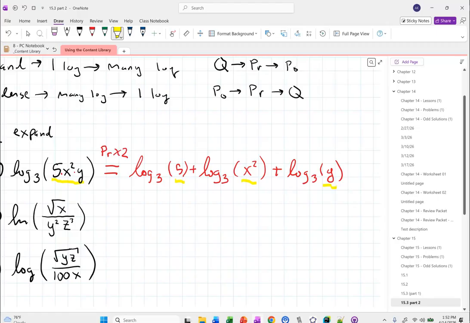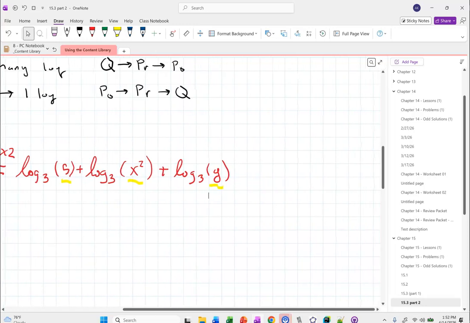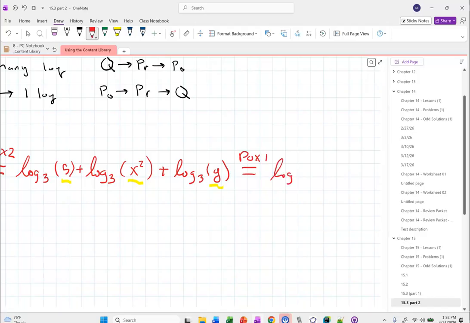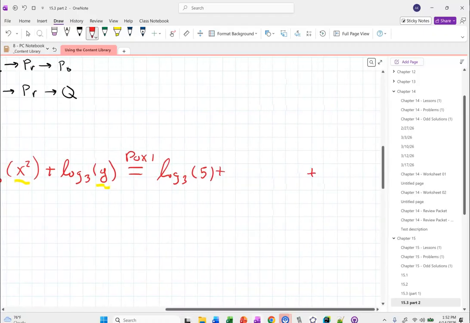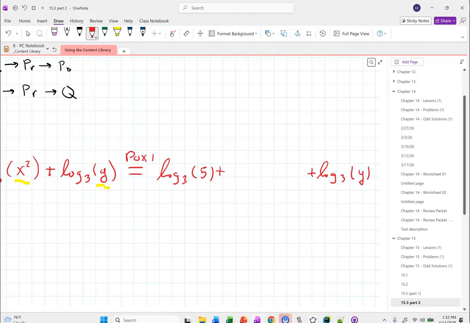Do I see a power for the x squared? Okay, so we'll need to do a power property there for sure. Do I see an exponent on the y? No, so we can avoid doing a power property there. So we have one power property to do. So the first logarithm just stays the same. And the last logarithm, that stays the same.